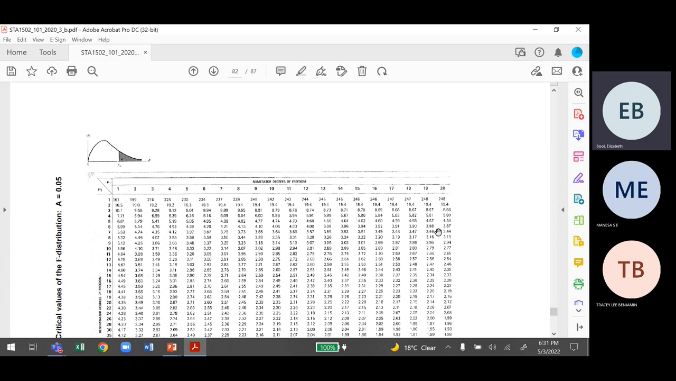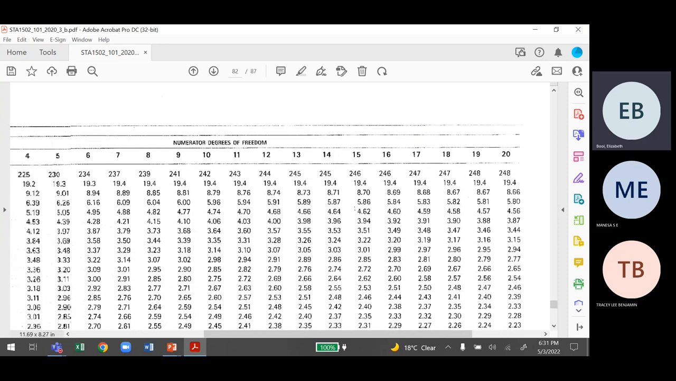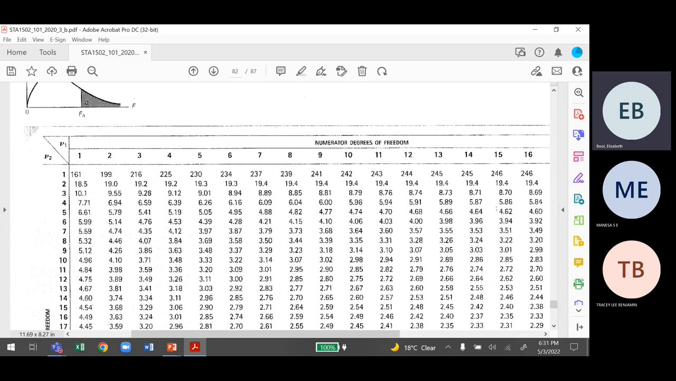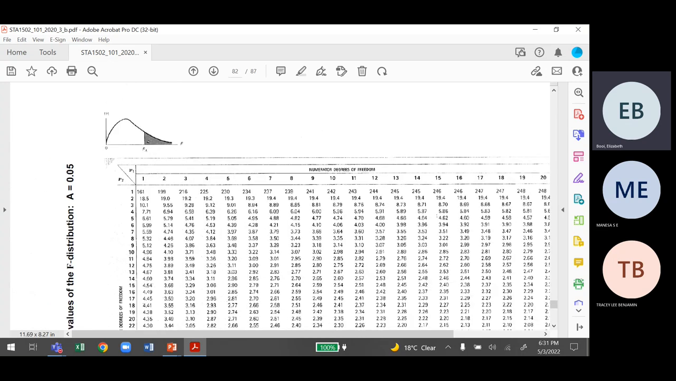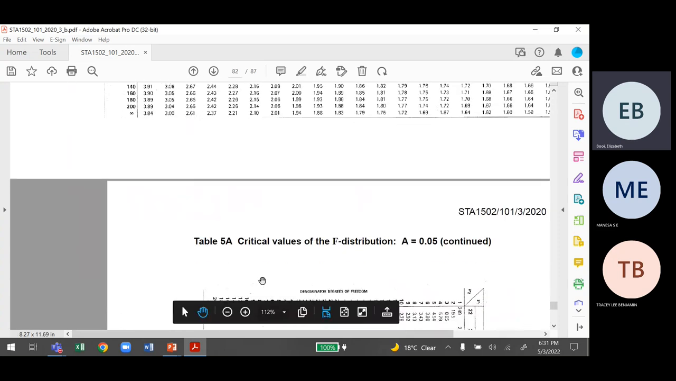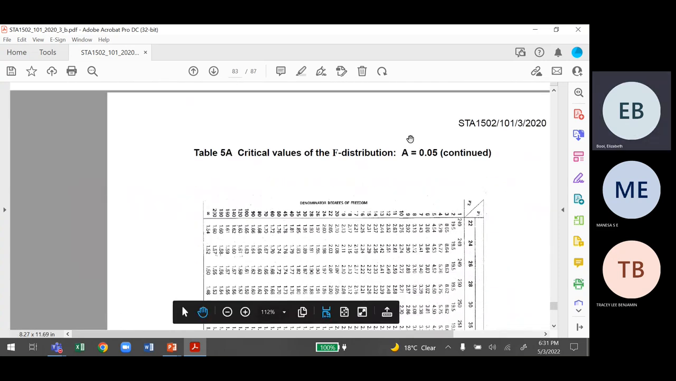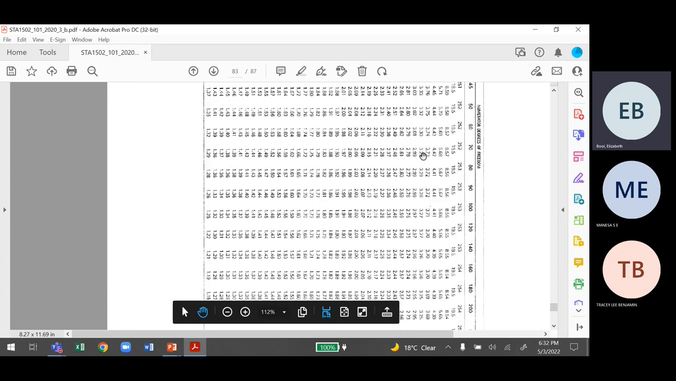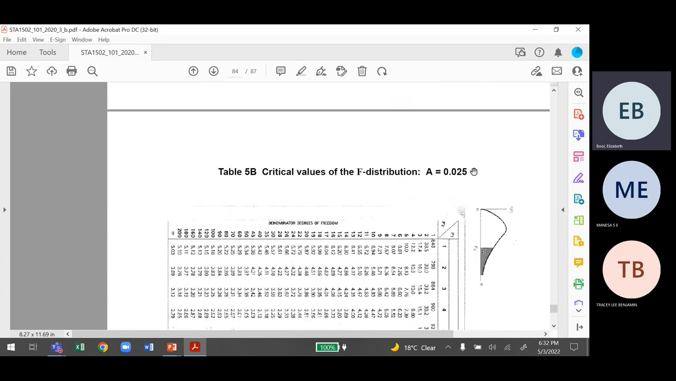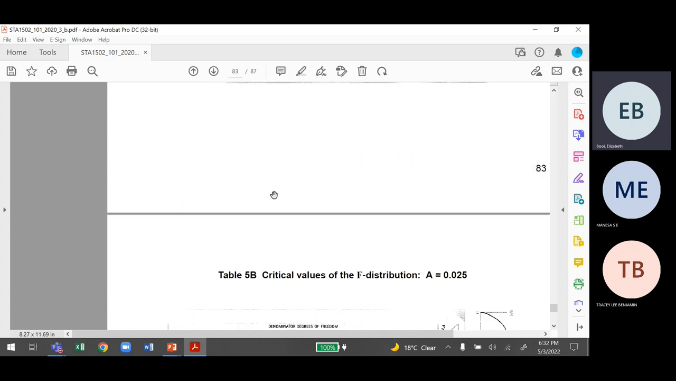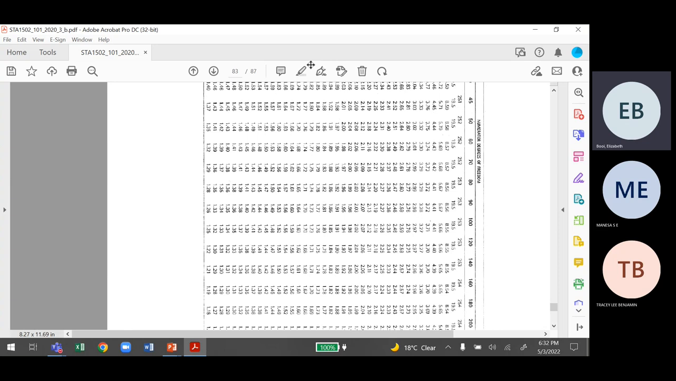If you look at this table, it will always be split by the alpha value, if I scroll to the left. So if they tell you that the alpha is 0.05, you will come to this side. There are other alpha values, 0.025, as you can see here. So you will scroll through the table to find the right alpha value.